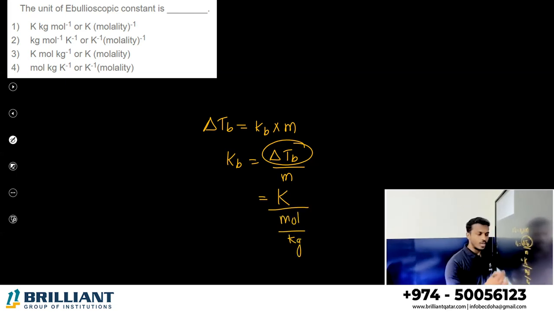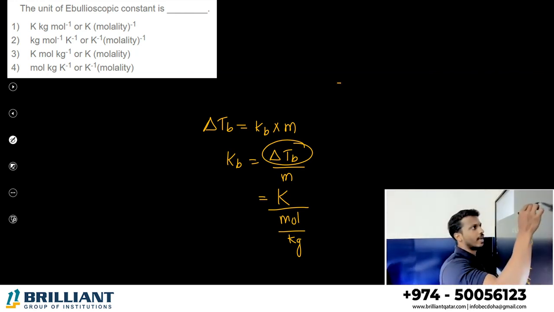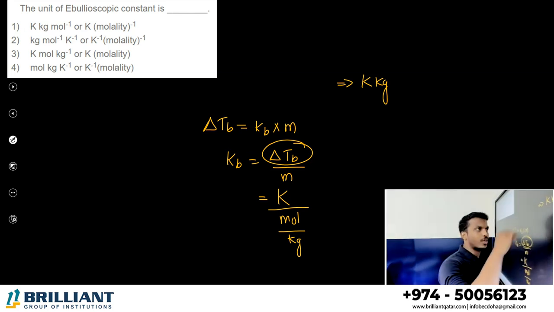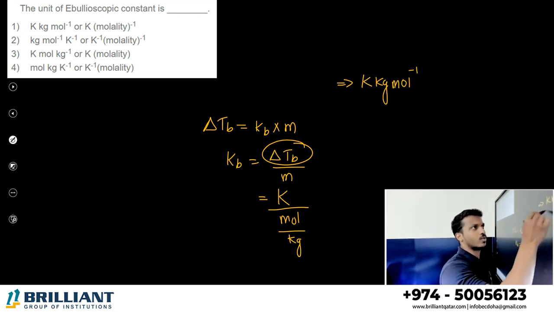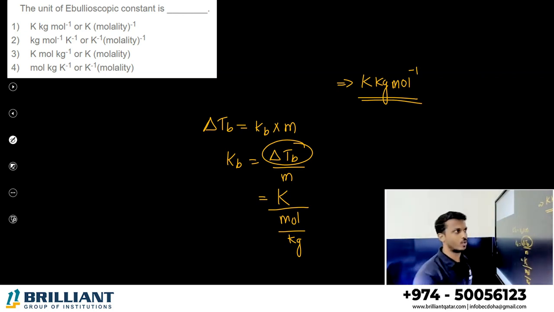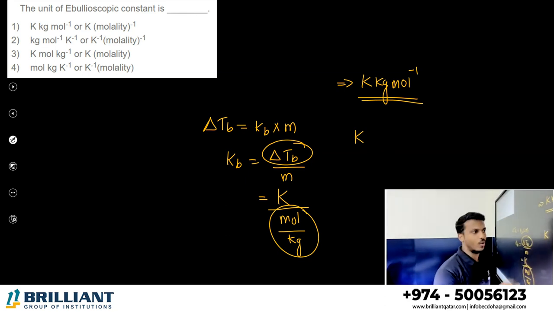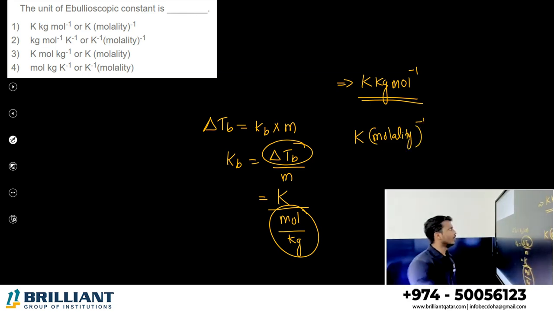Yes or no? So kilogram comes to the numerator. So we will get Kelvin, kilogram, mole. When it is coming to the numerator, it becomes mole to the power minus 1. Kelvin, kilogram, mole inverse. Or what we can say, Kelvin, molality inverse, since mole per kilogram is molality, no? What is the answer? Option A, Kelvin kilogram mole inverse, or Kelvin molality inverse. That's also fine. Option A is the correct answer.